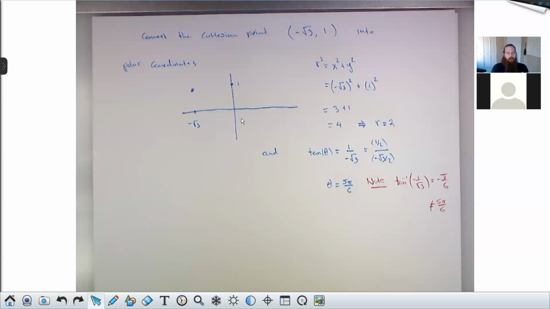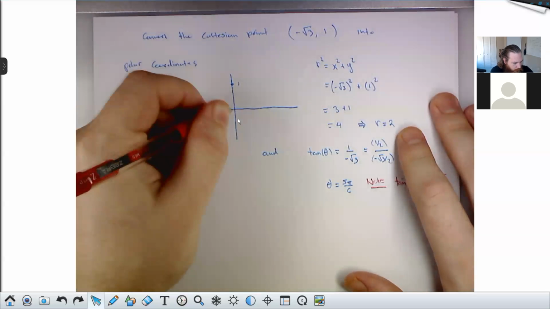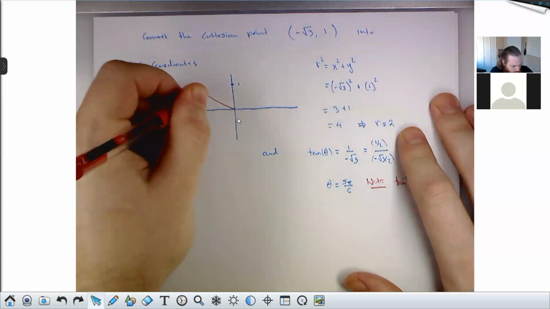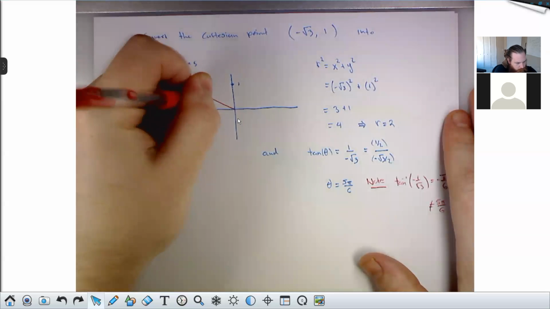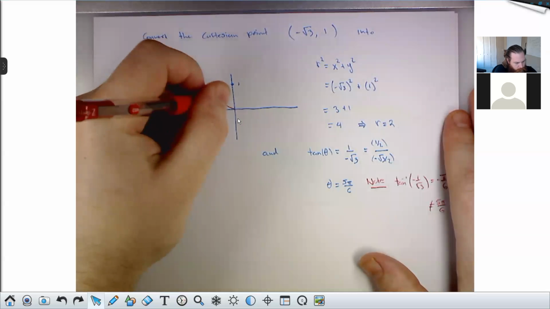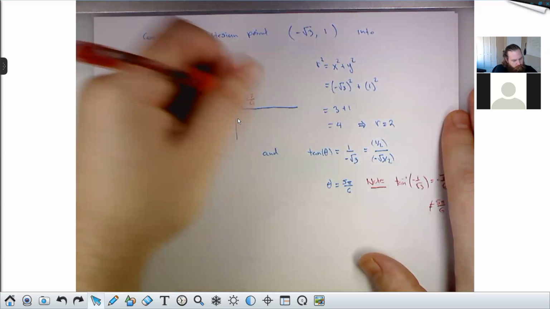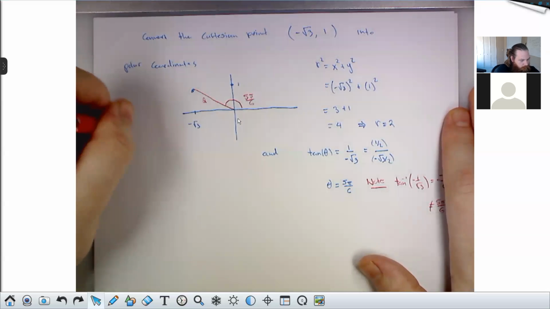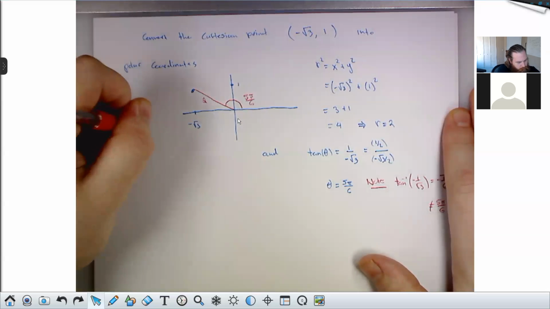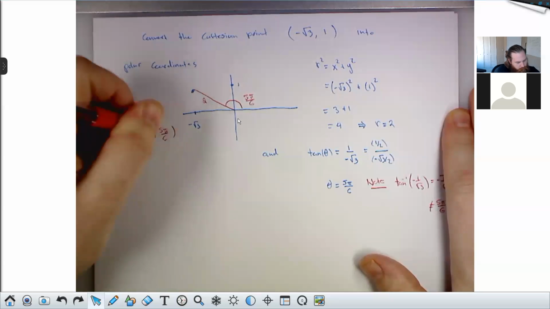Okay. That's it. So this distance here is 2. That's r, and this angle here is 5 pi over 6. So the polar coordinates of this point, r comma theta, are 2 comma 5 pi over 6.